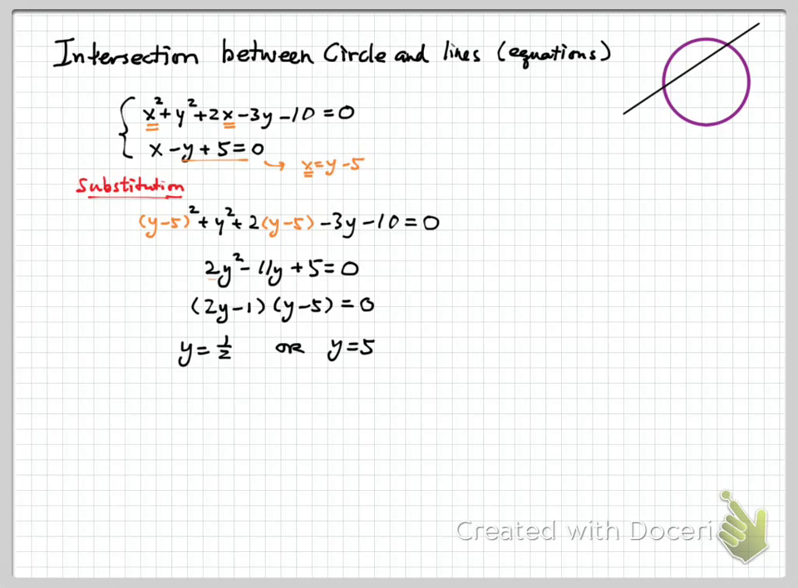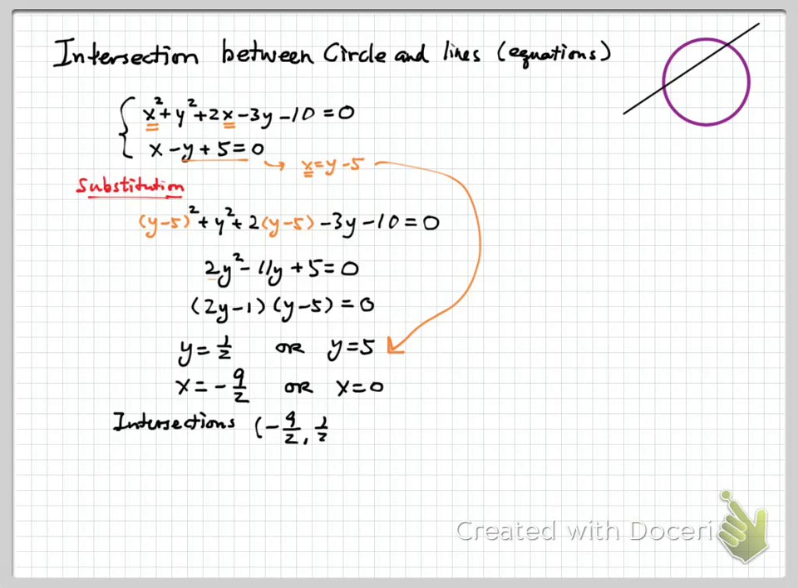Once you have the value of y, you can use this orange equation to get the x as well. When y is 1 over 2, x will be minus 9 over 2. Or when y is 5, x will be 0. So that we have the intersection points. There are 2 intersection points. The intersections are minus 9 over 2, 1 over 2, this is one point, or another point is 0, 5. So we know between the circle and the straight line, there are 2 intersection points in this case.